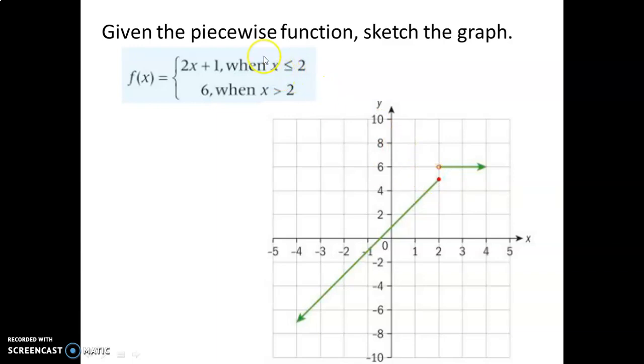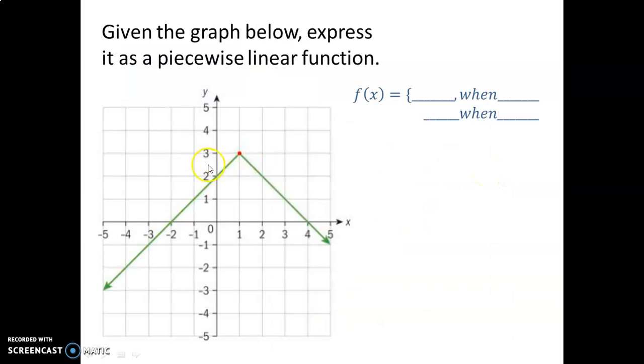In the other direction, there is no domain restriction. It says x values less than or equal to 2, so we show all x values less than 2, and there's an arrow here showing it goes forever. The other function is y equals 6 when x values are greater than 2. So y equals 6 is a horizontal line like this, and it is not equal to 2 here, so it is an open circle. Goes on forever. Great. Now let's do the reverse.